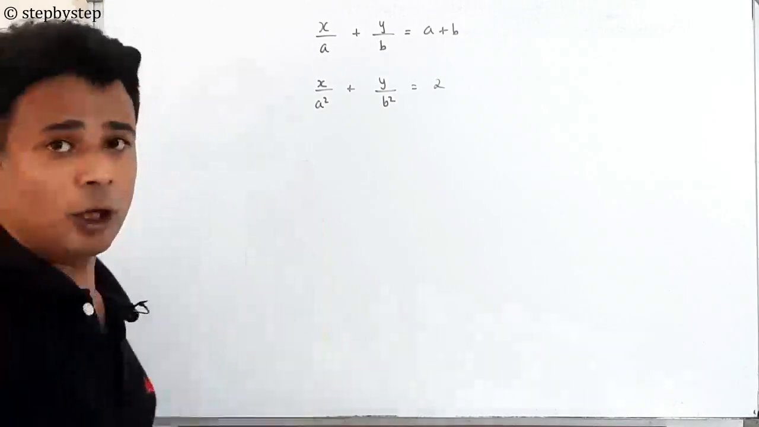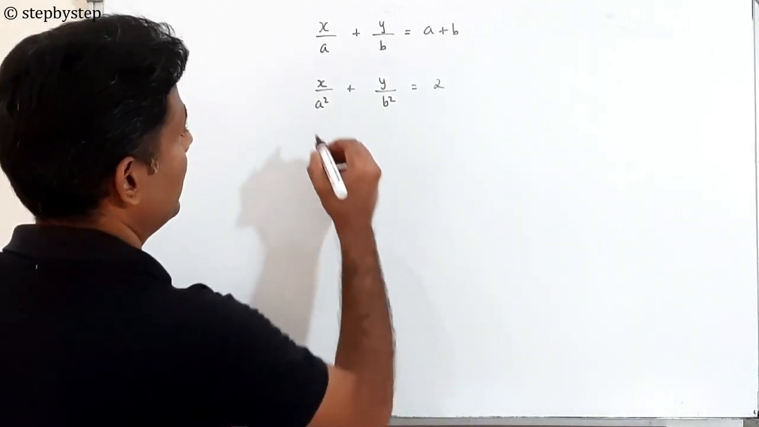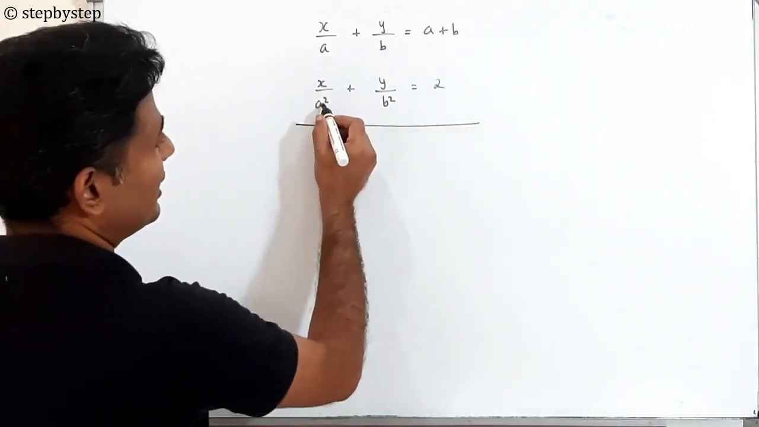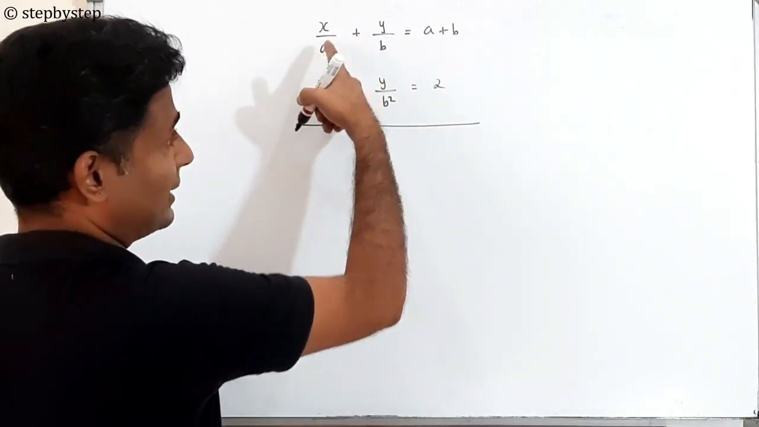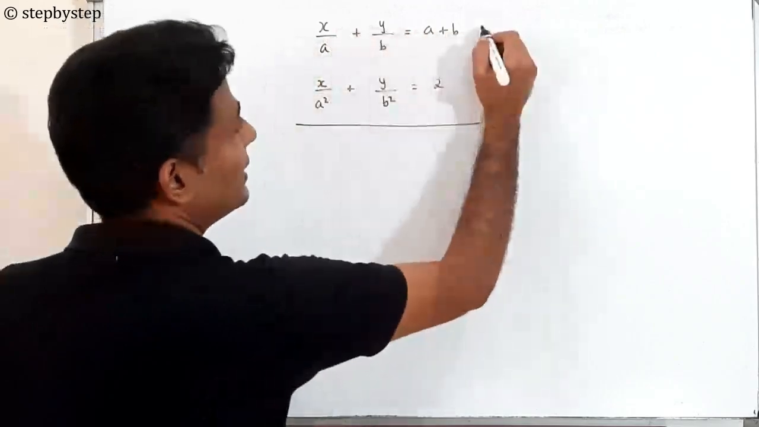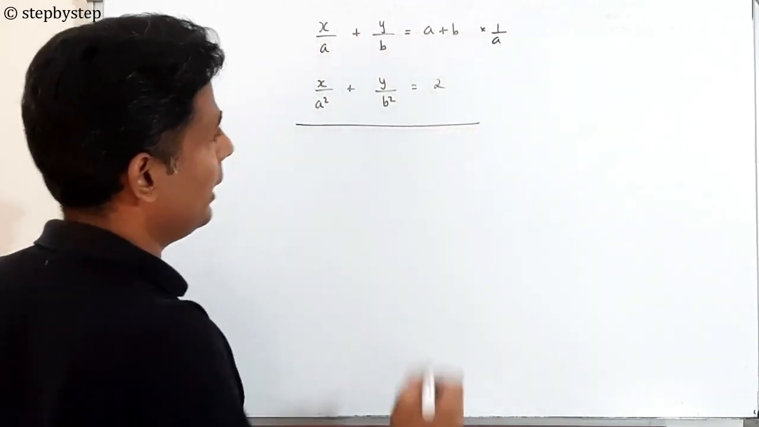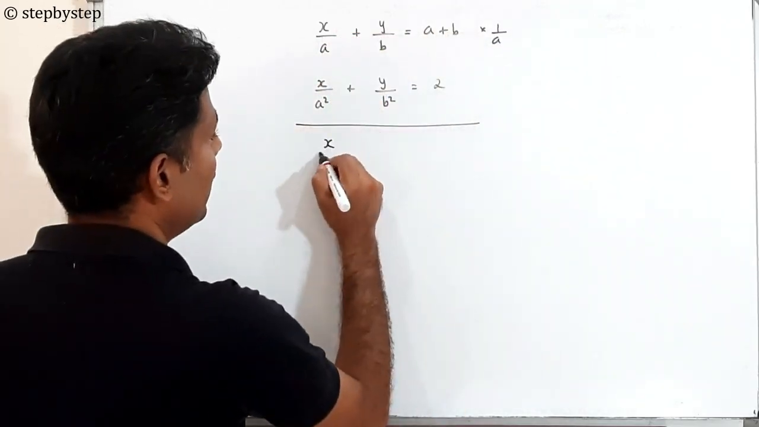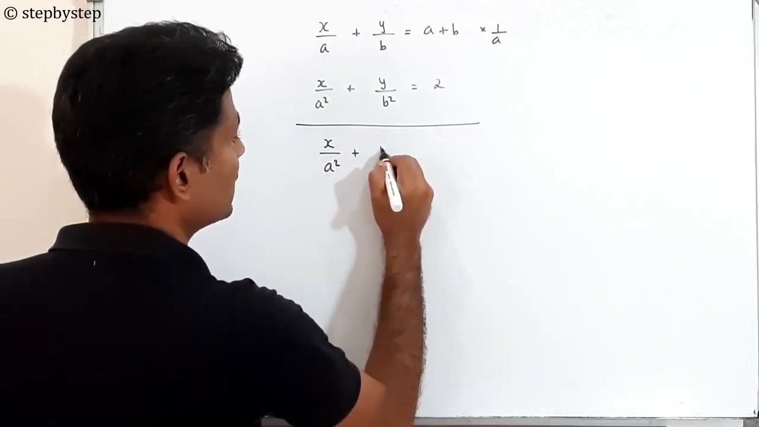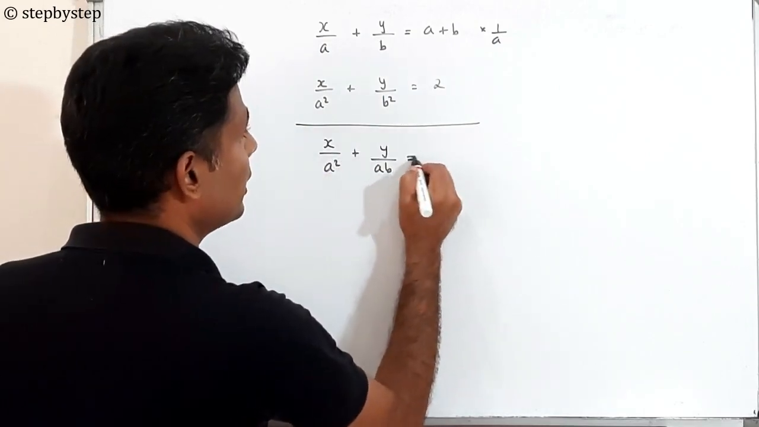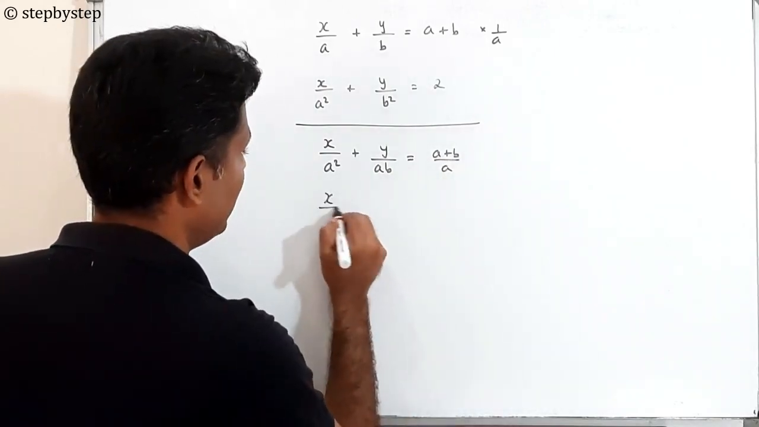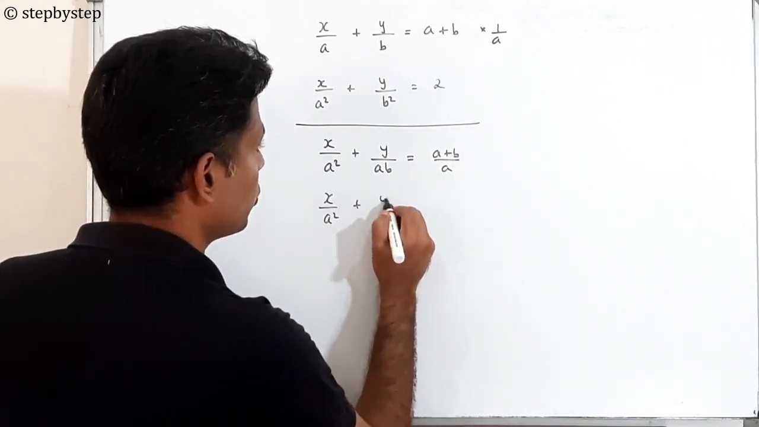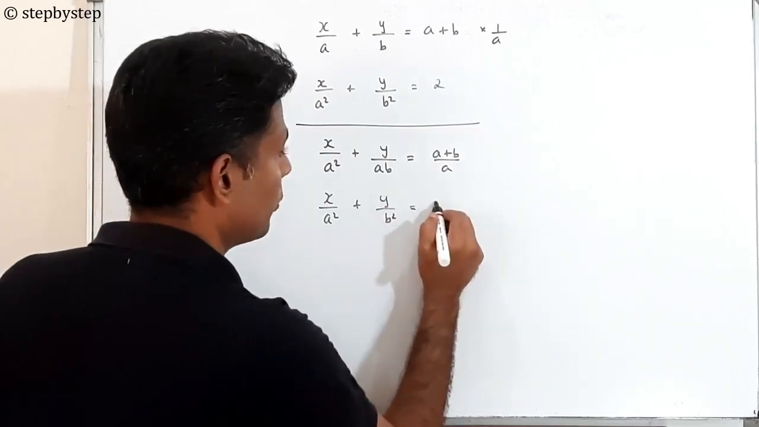The second question, solve for x and y. Now here there is x by a square, here there is x by a. So I want to cancel x value, so I'll multiply this equation by 1 by a. So what do I get? x by a square plus y by ab equal to a plus b by a. And here we have x by a square plus y by b square equal to 2.